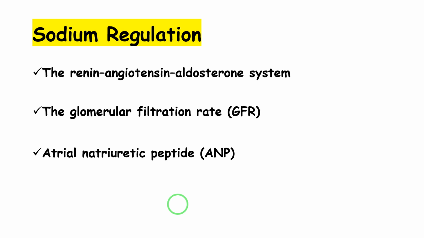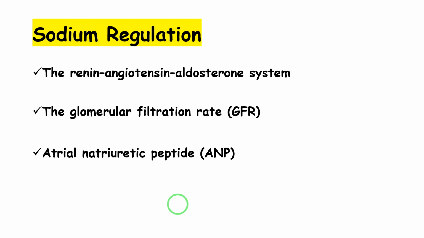Sodium cannot enter the cell freely, so retention of sodium together with water will contribute to extracellular fluid volume expansion. So by the effect of the renin-angiotensin system, the volume will return to normal, and so we consider that the renin-angiotensin-aldosterone system is the main regulatory mechanism for sodium excretion.